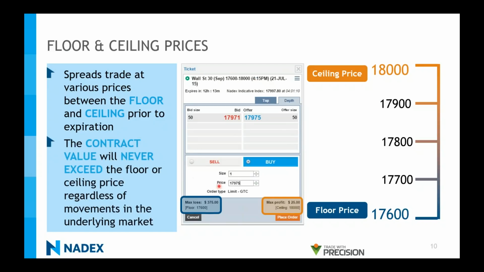So let's have a look here at the deal ticket, the order ticket. We're looking at an example, the Wall Street 30, of course, the Dow Jones. Now we have two things to note here. We are looking at the 17,600 to 18,000 spread. The 17,600 defines the floor price for our spread, and the 18,000 defines the ceiling price of our spread. So as long as the Dow Jones is moving within that range, the price of that spread will move along, pretty much a few points more or less, but it should be very, very close and just follow along.